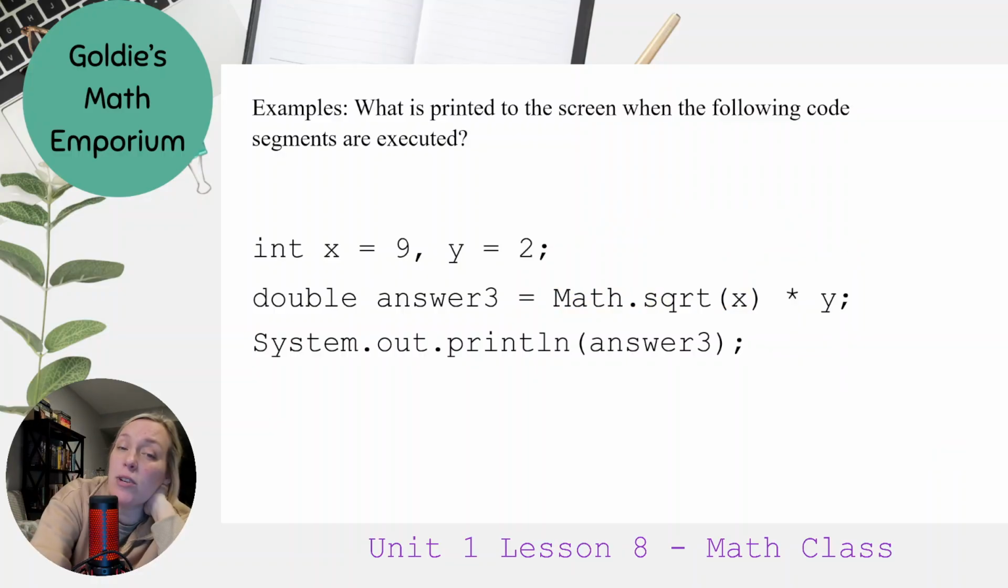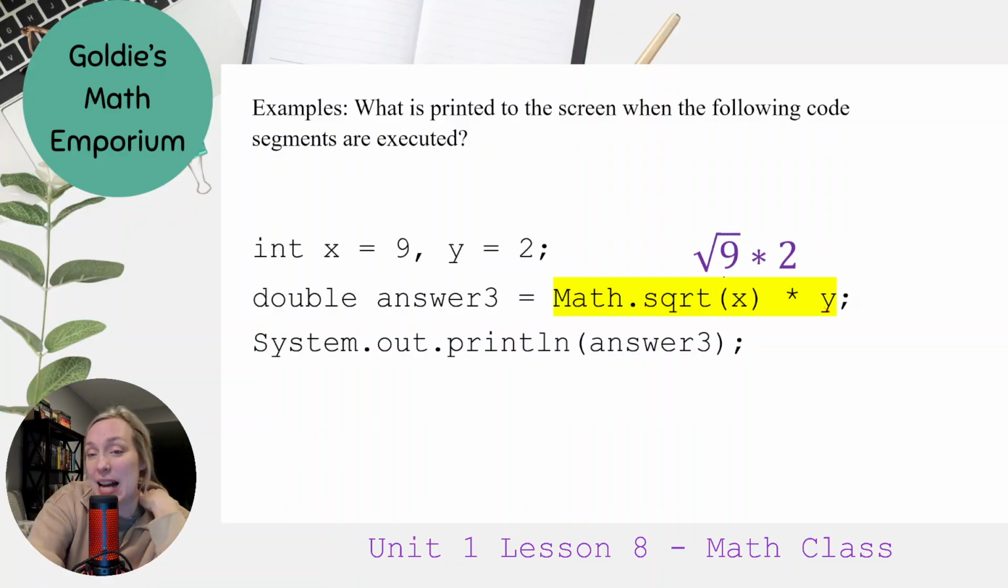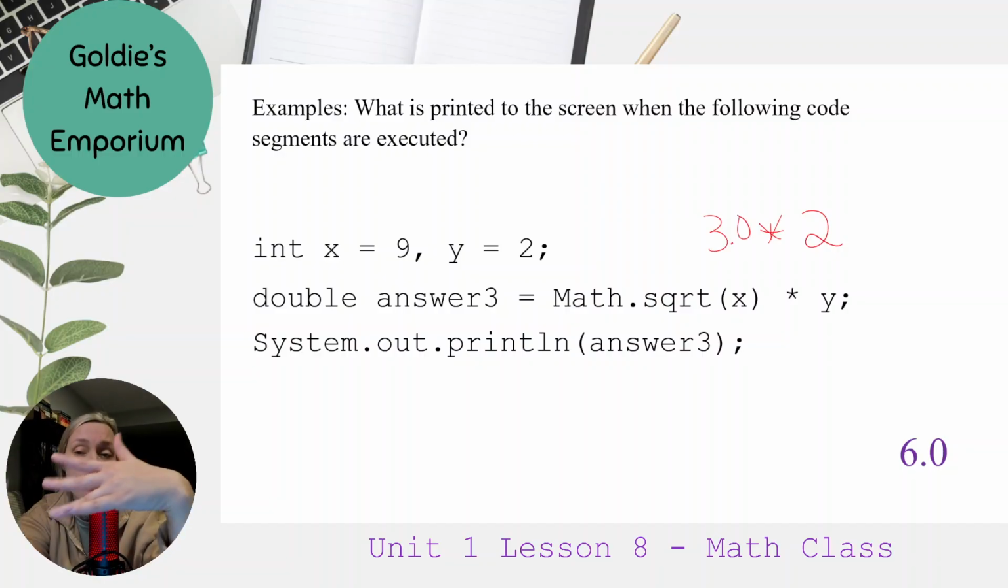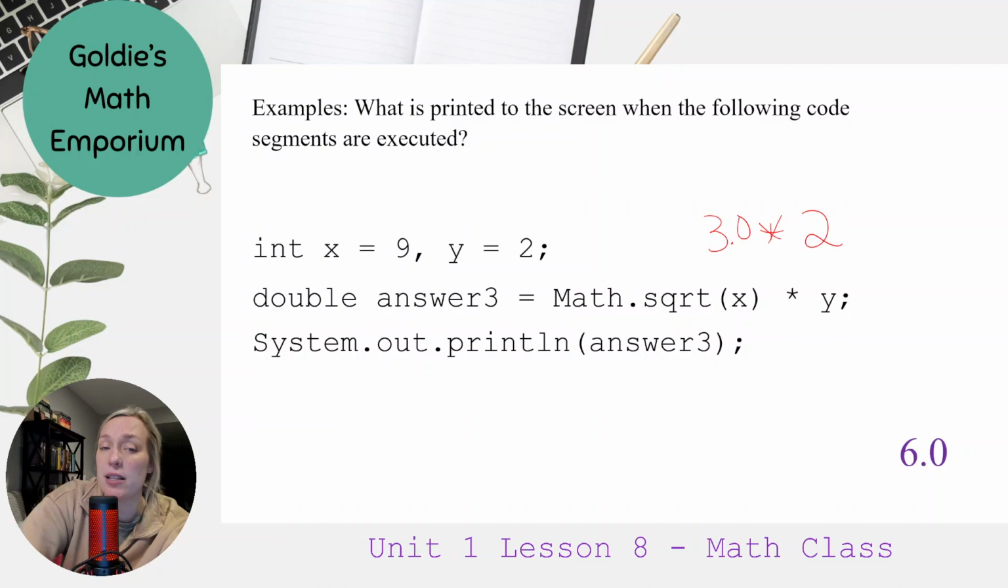Square root. Notice how you have square root times y, which means this multiplication is going to happen between the square root of x and y. The square root has to get evaluated first before you can multiply by y. So the square root of 9, because x is 9, times 2, because y is 2. The square root of 9 is 3, so that's going to be 3.0 times 2, that's 6.0, stored as a double, and you get answer3, which is 6.0.